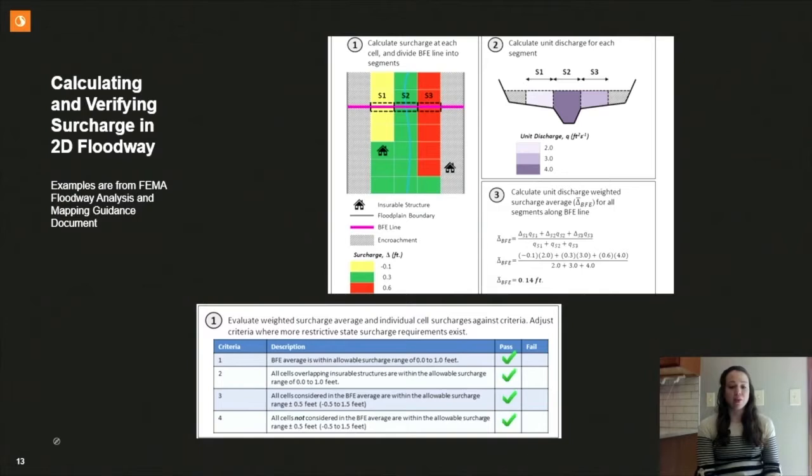There are several different approaches that can be used to calculate the average surcharge. For this analysis, the depth velocity grid was used to calculate the weighted average because it comes directly from the model and it's related to the unit discharge.